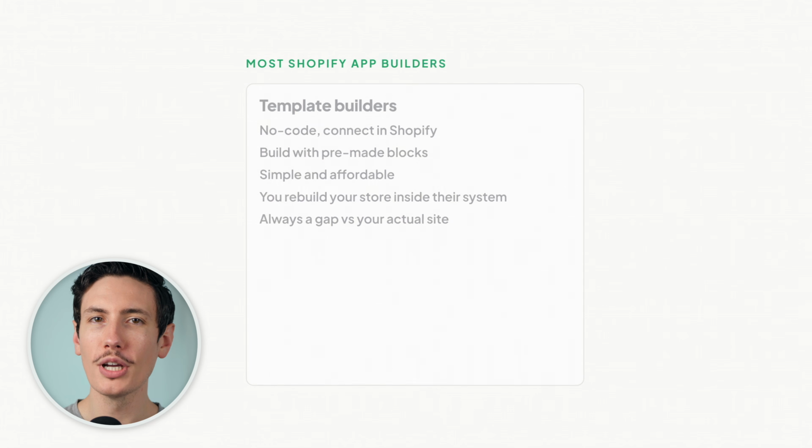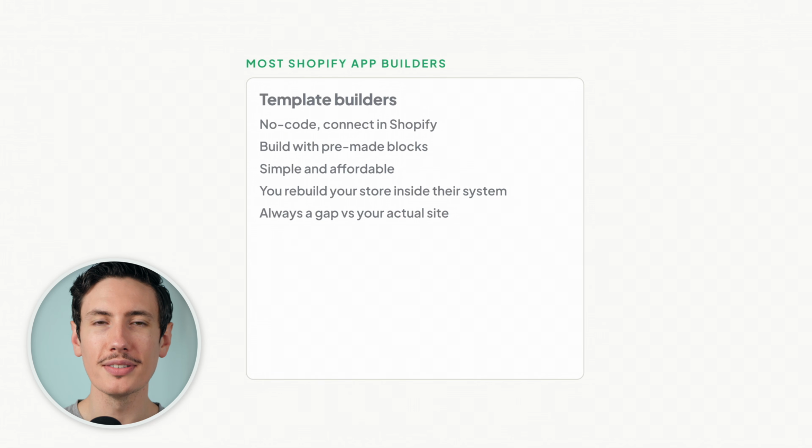Now, we get to the two different ways that Shopify app builders help you make your site into an app. Most Shopify app builders are built around templates. They're no-code tools which you can connect in Shopify and then create an app using pre-made blocks and templates. They're simple to use, they're affordable, and they're a solid way to build an app for your store. The catch is that you're rebuilding your store inside their system. For most stores, you won't be able to fully recreate the design of your site and everything that your site does in the app. There's always going to be a gap.